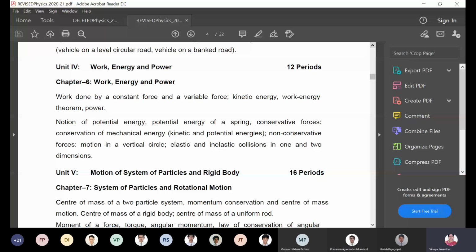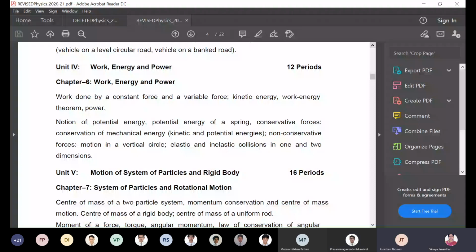If you want, I'll state it for you: 6.1.1 work energy theorem, 6.2, 6.3, 6.4, 6.5, 6.6. That's it. Till 6.6 of your work, energy and power. Is that fine, boys? Ma'am, so conservation of mechanical energy, potential energy? No. Okay, ma'am.